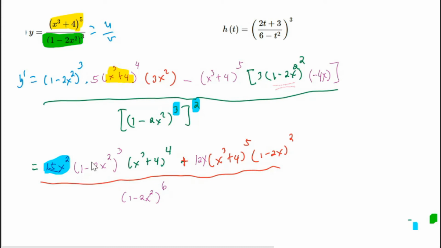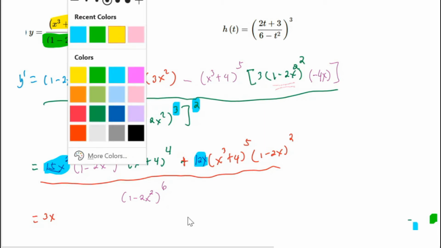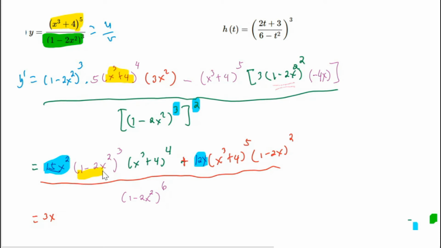Now, we are going to find the common factor between 15x squared and 12x. So numerically, 15 and 12, the common factor is just 3. And between x squared and x, we have x as the common factor. And then look at the binomial. We have 1 minus 2x squared, and we also have 1 minus 2x squared. There's a lacking of power of 2 here. Okay, so they are now the same.